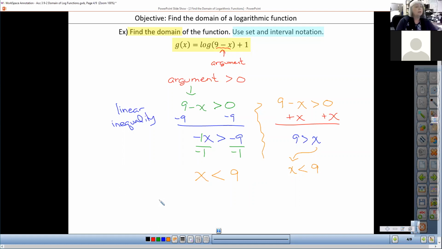And so then we have our set notation, which would be the set of all x's such that x is less than 9. And then our interval notation, which would, again, it can be helpful here if you don't know your less than, greater than symbols, which one is which, really clearly. This can be a little harder than it's supposed to be at times.